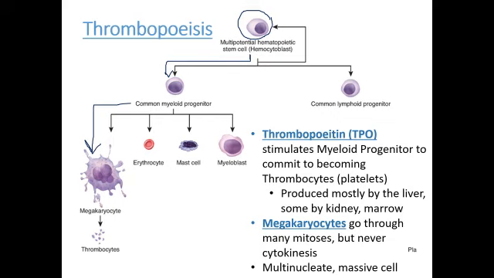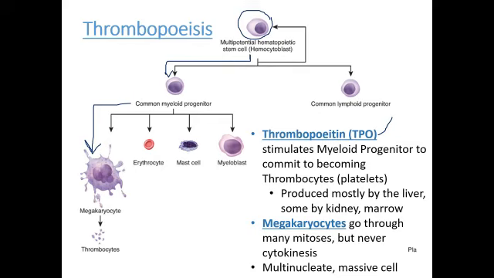megakaryocytes. And what is actually going to push the daughter myeloid progenitor cells to become megakaryocytes is a chemical called TPO, or thrombopoietin. Once again, this chemical is produced mostly by the liver and to some extent by the kidney and the bone marrow, so a lot of different organs can produce TPO, but essentially when it binds to receptors on the surface of a myeloid cell, it is going to trigger that cell to produce megakaryocytes.